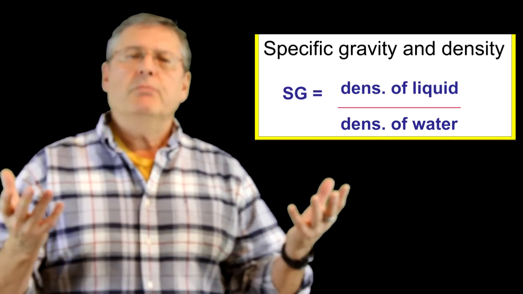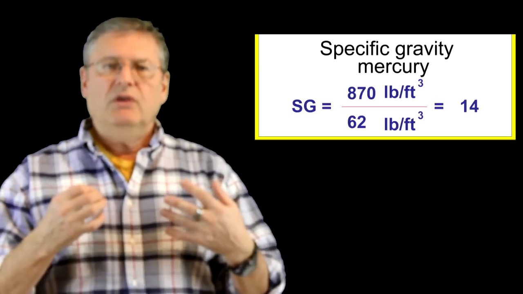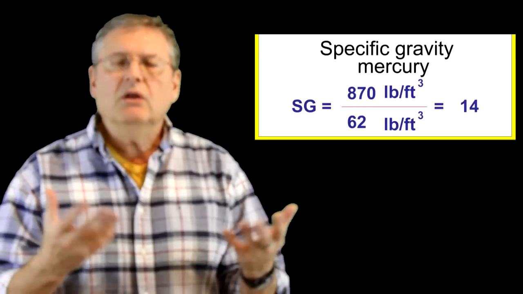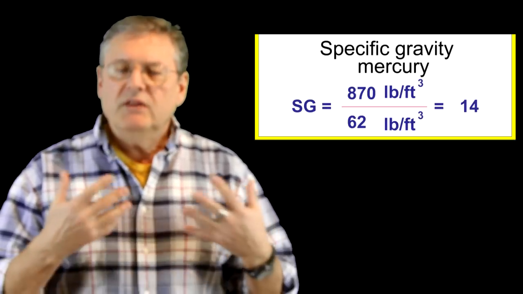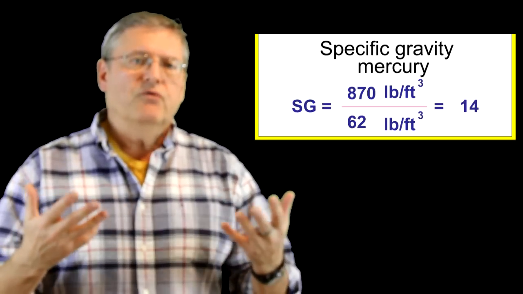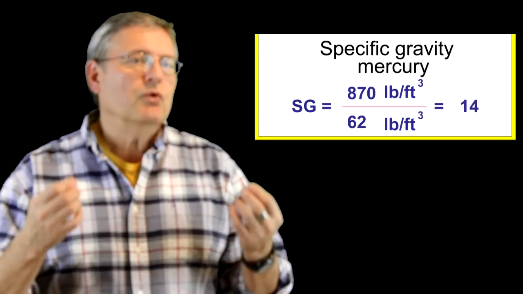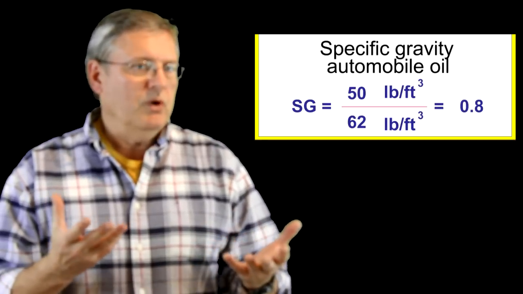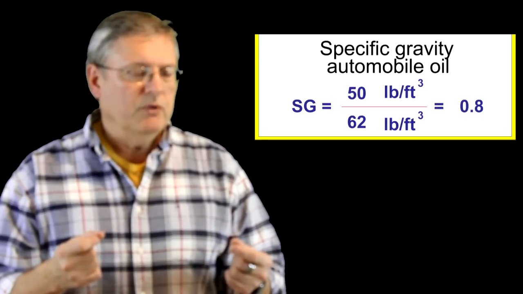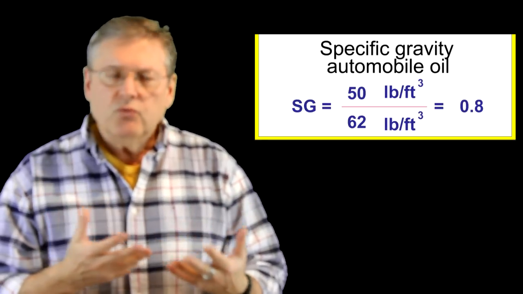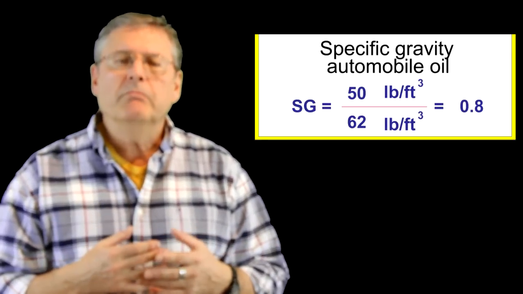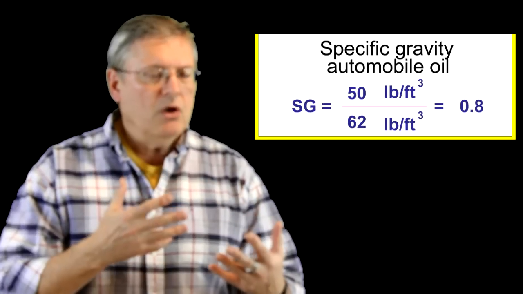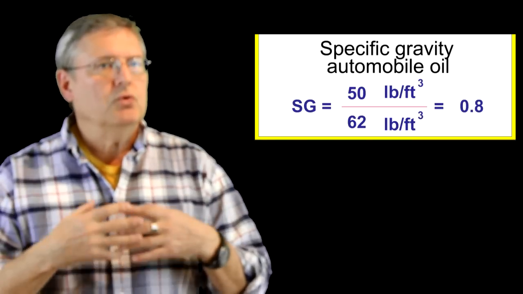So if you're a metric person, you'll have to deal with it. To give a few examples, mercury is a very heavy metal that's liquid at room temperature. It weighs around 870 pounds per cubic foot. Divide that by the density of water, we get about 14. So the specific gravity of mercury is 14. Automobile oils are lighter than water. They'll weigh around 50 pounds per cubic foot. So the specific gravity of an automobile oil will be around 0.8, maybe 0.9. The usefulness of this term is that it tells us immediately how heavy or light we are with respect to water.